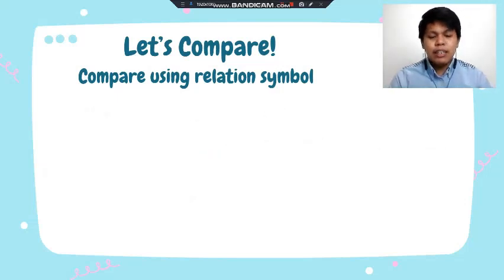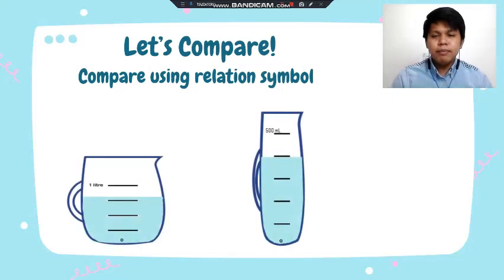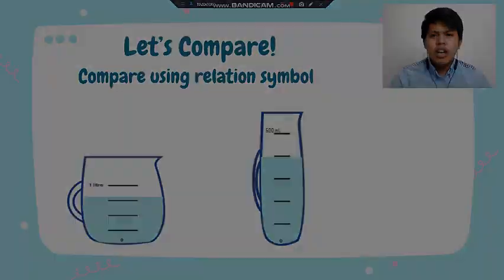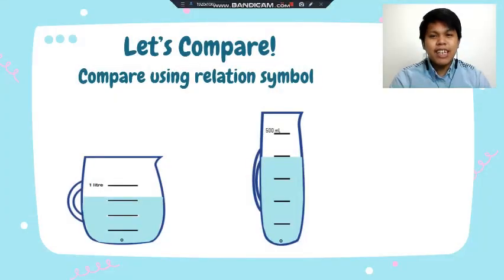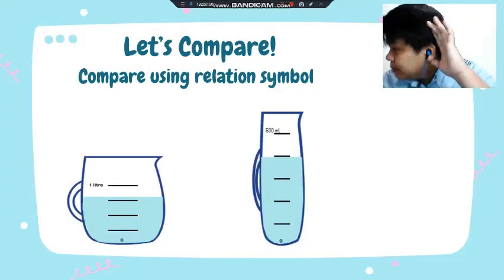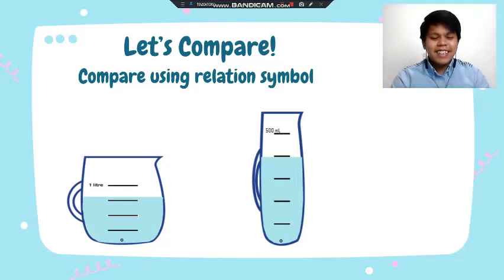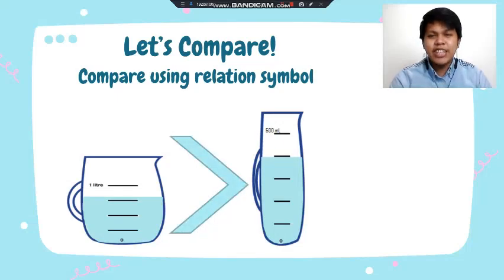And for our last one. Look and study the picture carefully. What will be our relation symbol? Okay, great. The correct answer is greater than.